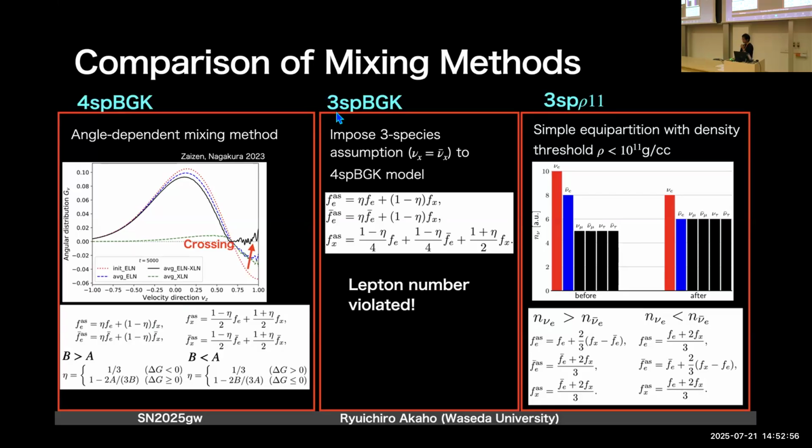The second one is the three species one, with nu x equals nu x bar assumed. This three species assumption is sometimes used in subgrid modeling of FFC, so I wanted to know the effects of this kind of assumption. The third one is done by the Max Planck group and Jakob Ehring, and this is a simple equipartition method with a density threshold.